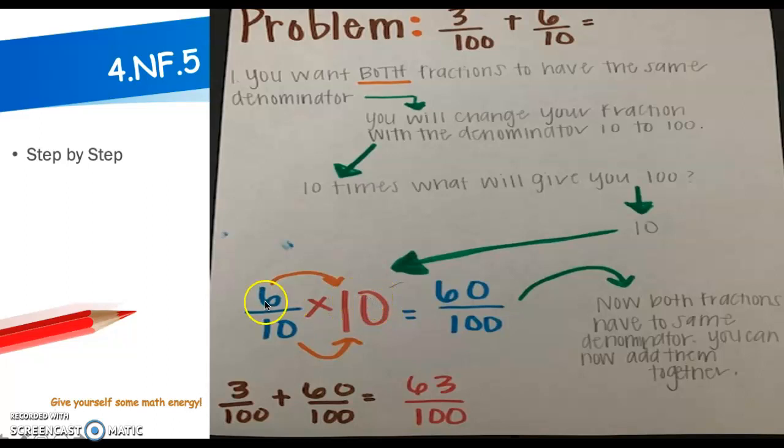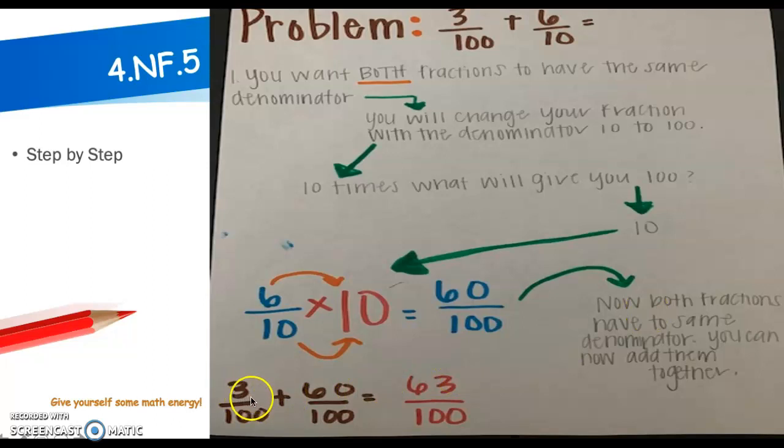This lets you know that 10 is going to be multiplied by the numerator and 10 has to be multiplied by the denominator. Okay, so 6 times 10 is what? 60. 10 times 10 is what? 100. So now both of your fractions have the same denominator. Now you can add them together.